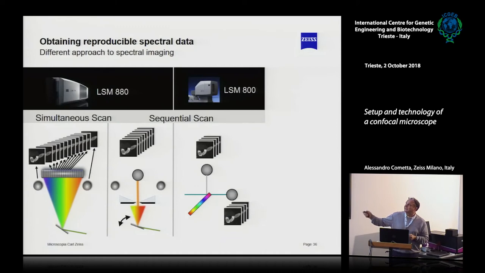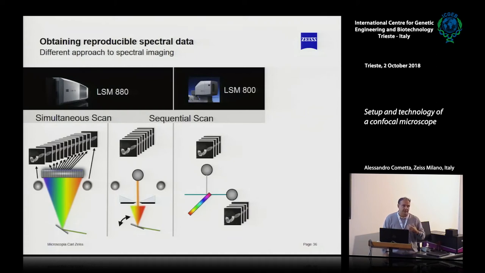On the market there are different approaches, more or less the same across different brands. You can acquire the image simultaneously, so every piece of information goes to a different detector at the same time, or I can do a sequential scan. So instead of acquiring the blue, the red, and the green simultaneously, you acquire first one, then the second, then the third, and so on. There is virtually no limit on the number of acquisitions.